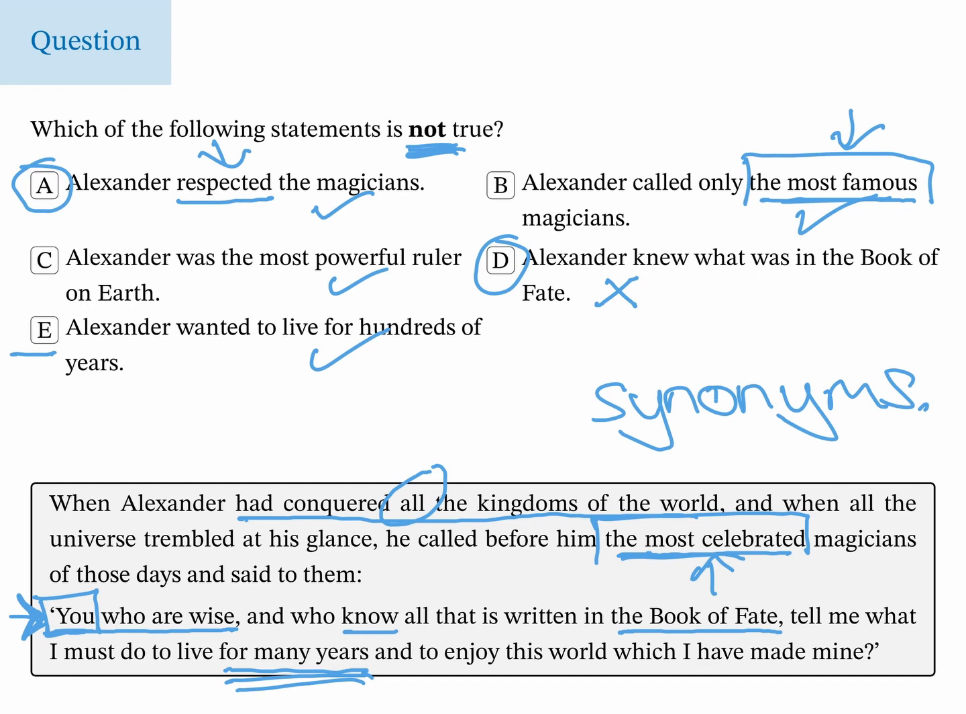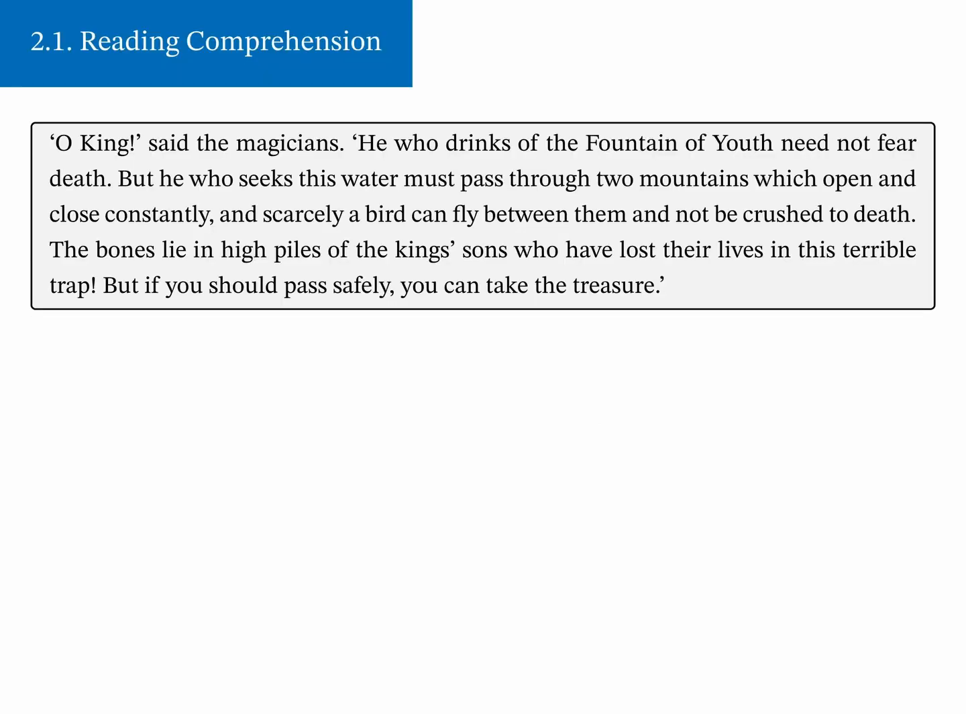Okay, let's go on. Let's have a look at the next part of the story. "O king," said the magicians, "he who drinks of the fountain of youth need not fear death, but he who seeks this water must pass through two mountains which open and close constantly, and scarcely a bird can fly between them and not be crushed to death. The bones lie in high piles of the king's sons who have lost their lives in this terrible trap. But if you should pass safely, you can take the treasure."